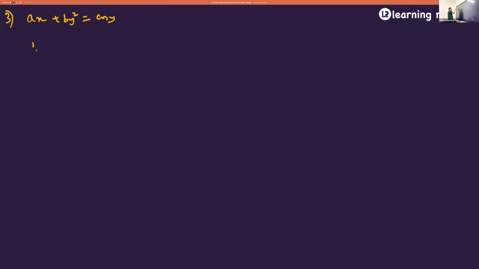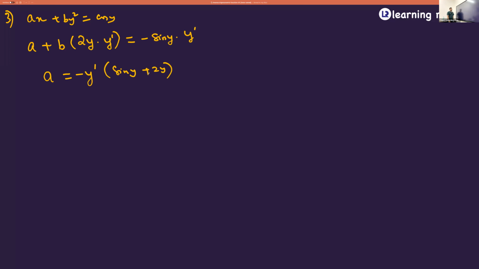Am I right? So the derivative of ax is a. The derivative of by squared is b into the derivative of y squared, which is 2y into y dash, is equal to the derivative of cos y, which is minus sin y into y dash. So this will go to the other side. A will be equal to y dash with a minus sign into sin y plus 2by.